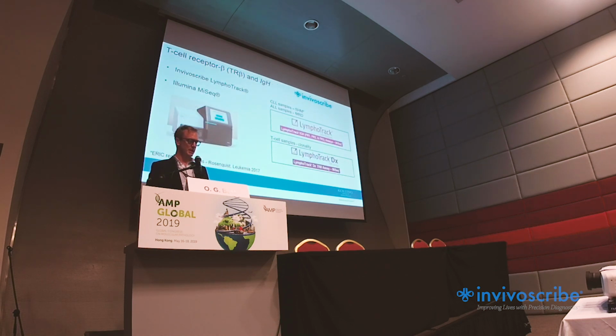All the assays that I will talk about today, all the data, we've used the Invivoscribe LymphoTrack kits on the Illumina MiSeq instrument. We've looked at CLL samples for IGH mutational status, and we've looked at ALL samples for MRD using the LymphoTrack IGH kit, and we've used the LymphoTrack beta kit for looking at clonality in T-cell samples.